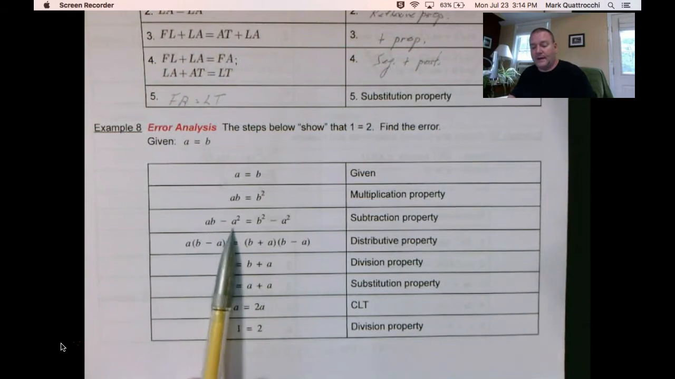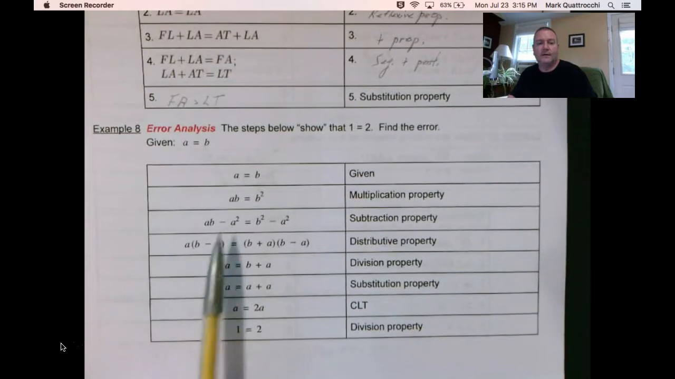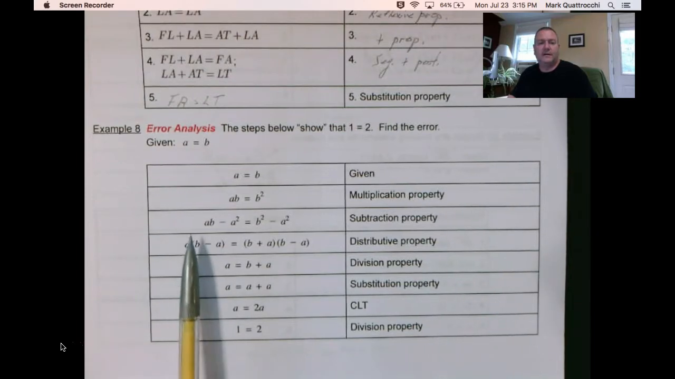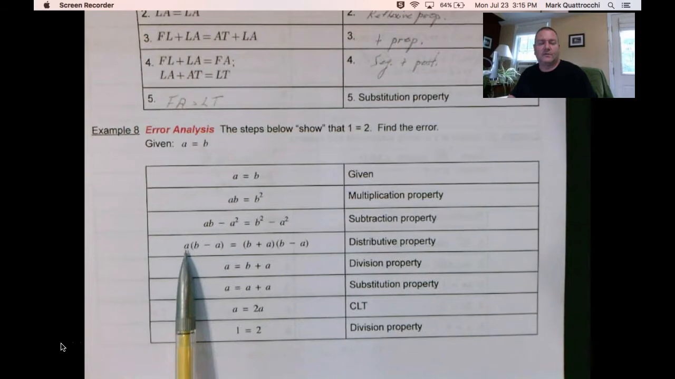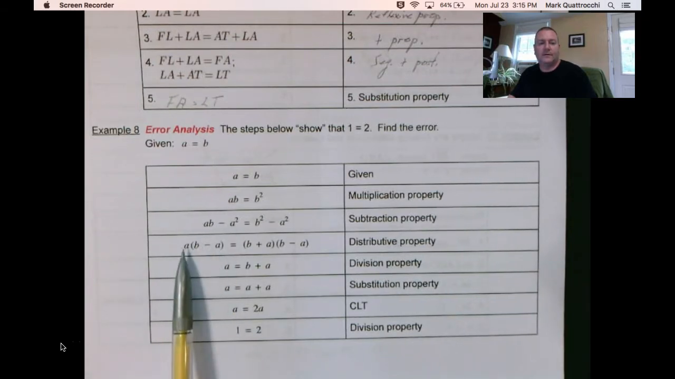If we take a look at the left side going from statement 3 to statement 4, if we remember our algebra from last year, let's take a look at what's changed. Going from AB minus A squared to A quantity B minus A, what's changed? Well, it looks to me like we have undistributed the A. Technical term is factoring, but undistributing is more descriptive. We've taken an A that was common in these two terms out.